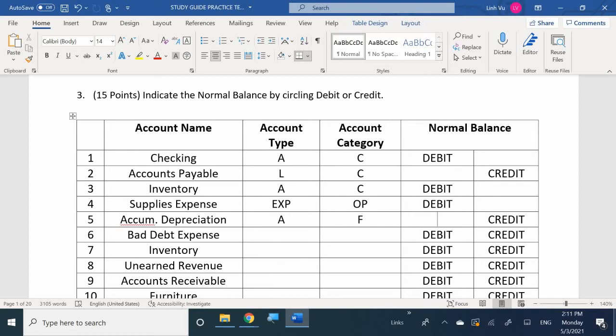Okay. What about bad debt expense? Liability. No, it's not a liability. Would it be income? It's not an income account. Let's look at the word very carefully. Bad debt expense. Expenses. It's an expense. Good. Now, what kind of expense would this be?